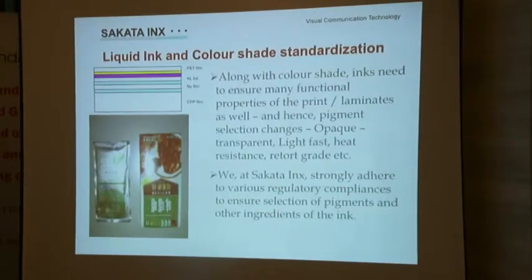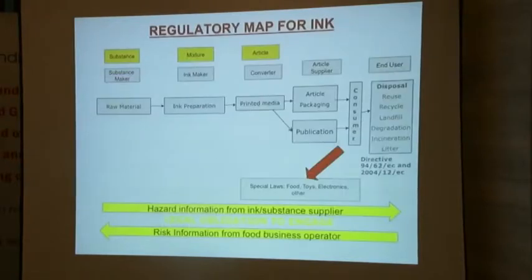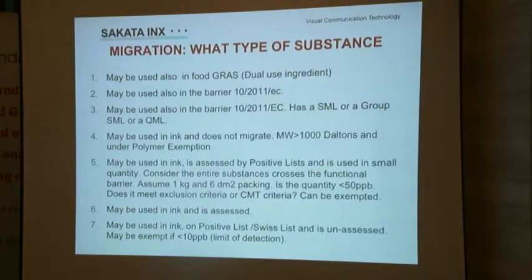Now, if it is a food packaging, not all pigments are suitable for that. You need to fulfill the regulatory compliances to select the pigment which is not bleeding from the laminate and not contaminating the food products. So those are the limitations. You need to comply to this regulatory map. Migration is very important. You need to select as per 10/2011 EC what all pigments are there in the positive list of Swiss ordinance. So all those applications have to be behind your mind while selecting the color for your brand.